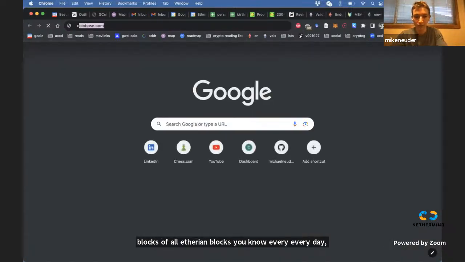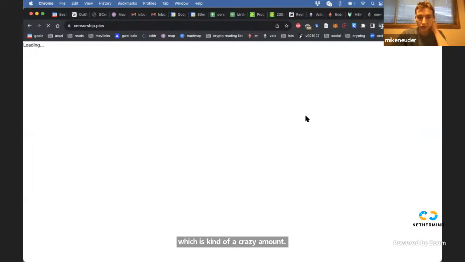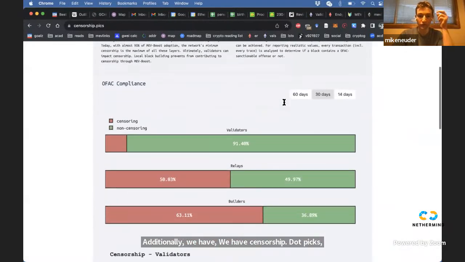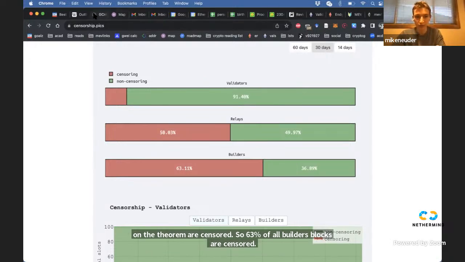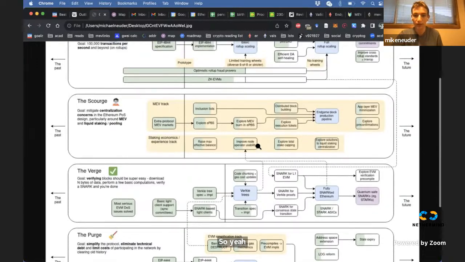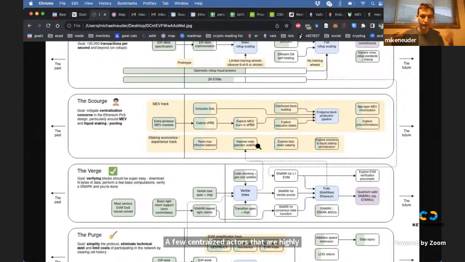Additionally, we have censorship.pics, which shows that ultimately the builders are the ones who decide which transactions go in which block. As a result, a huge portion of the blocks built on Ethereum are censored. 63% of all builder blocks are censored. So we get to this issue where a few centralized actors that are highly sophisticated, kind of high frequency trading firms with huge amounts of collateral and capital across different exchanges, are controlling the block production for most Ethereum blocks.